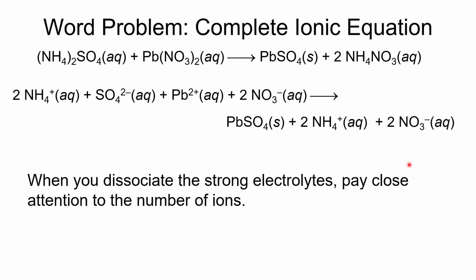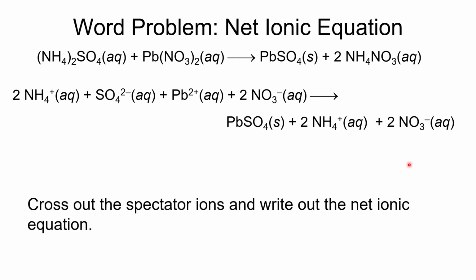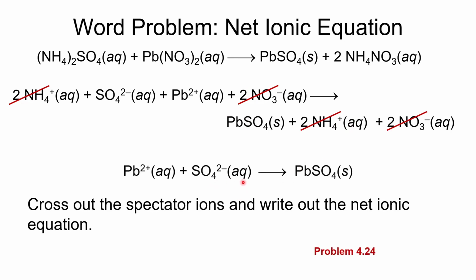So now we've got our complete ionic equation. We want to get our net ionic equation. And the way to get the net ionic equation is simply to take anything that is on both sides and cross it out. So we'll cross out our spectator ions. So our spectator ions here are going to include, let's see, ammonium. So we'll cross out the ammonium ions and the nitrate ions. They will cancel out. And then what's left over is our net ionic equation. And again, the net ionic equation tells us just what changes.